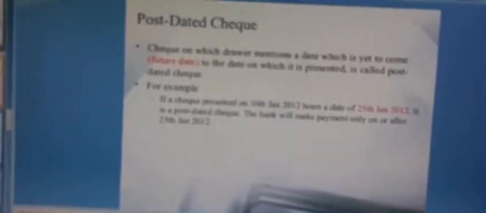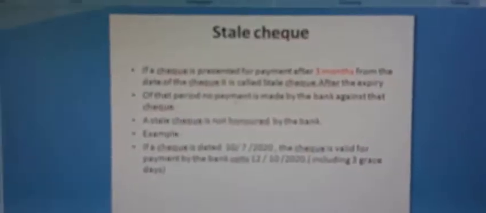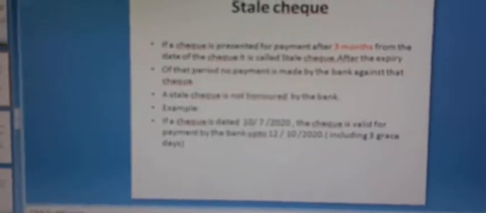The next one is the stale check. If the check is presented for payment after 3 months, then the check is called a stale check. It's an invalid check. A stale check is not honored by the bank. For example, a check is dated, I'm giving a check to another person, Mr.